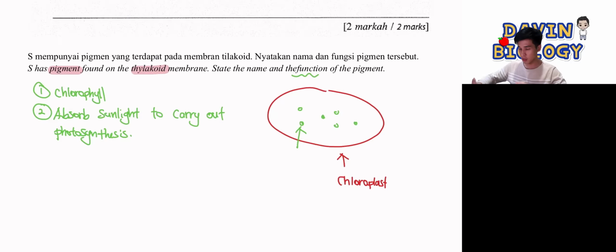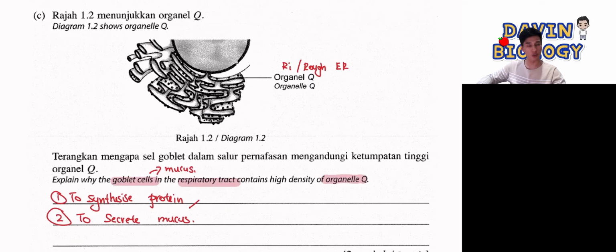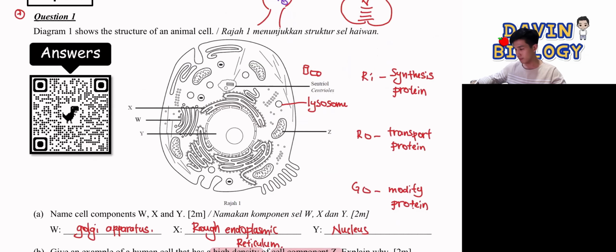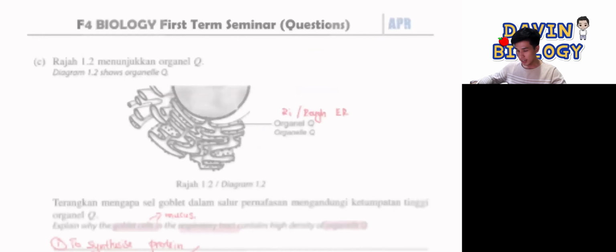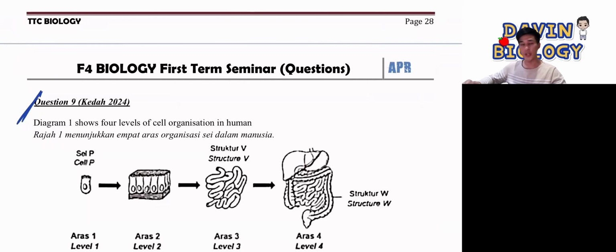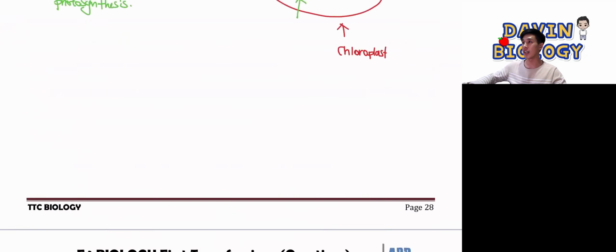Moving on. Okay, we're done with organelles already. The remaining ones you all can just try to do yourself. Answers at the first page, there's this QR code. You can just scan it. Okay, let's go. 29. Not done. Sorry.